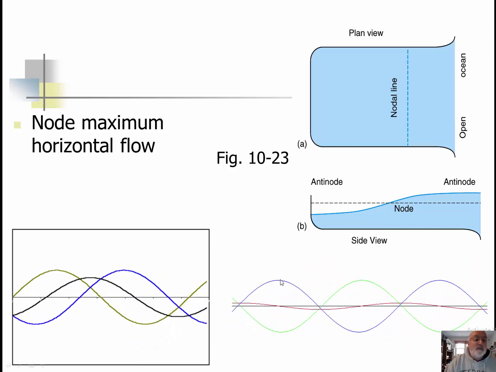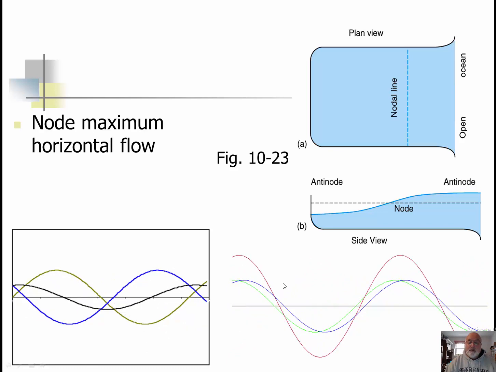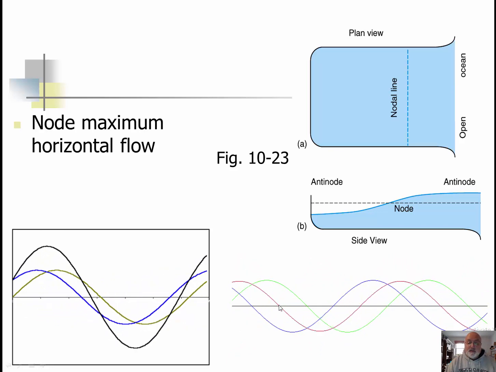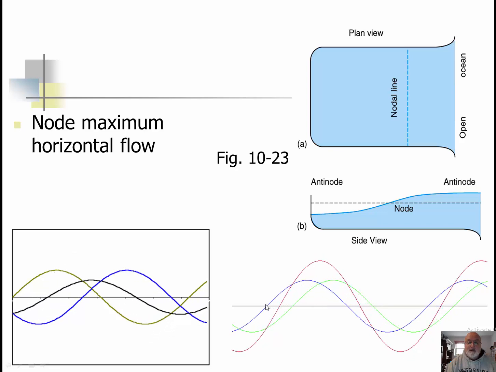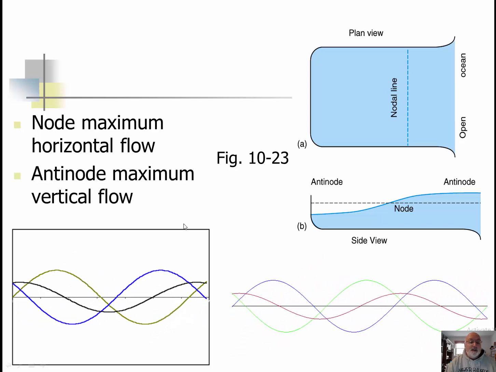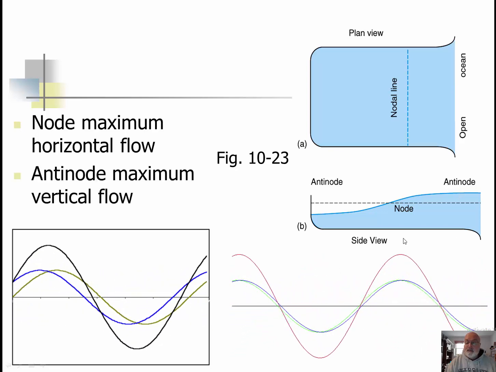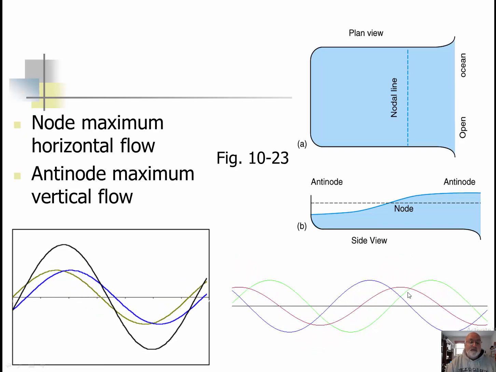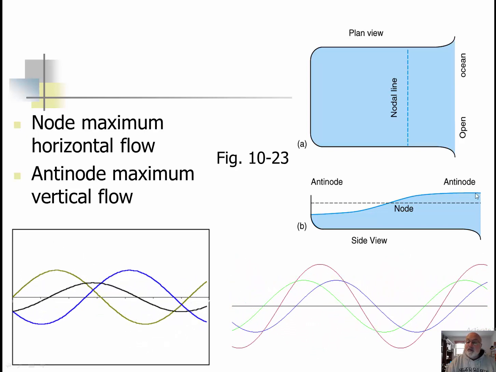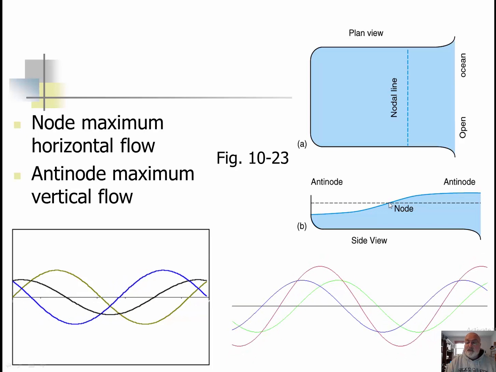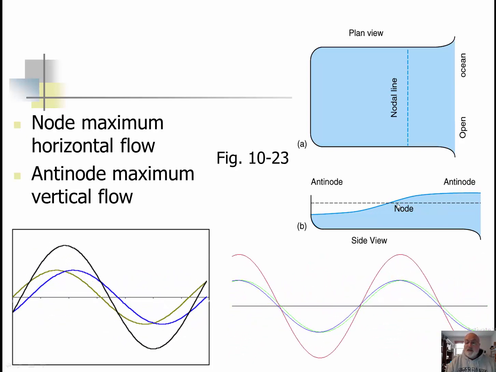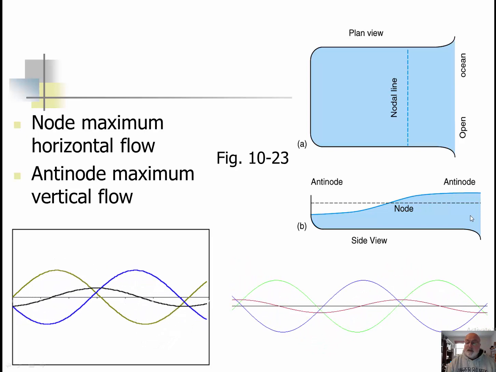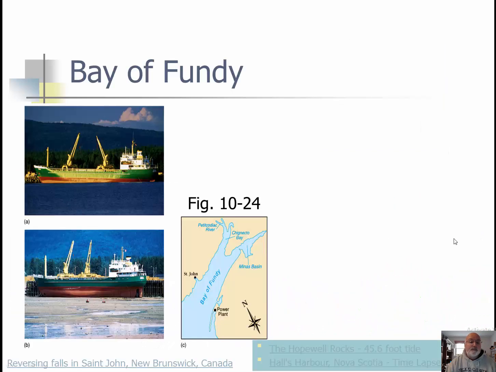So we get a maximum flow right at the node. As the node actually moves back and forth, you see those things go horizontally back and forth. And then in the antinode period, this section, we get the very large vertical flow of water. So this water goes up and down, and this kind of slides back and forth. So we get horizontal flow at the node, and vertical flow at the antinode.